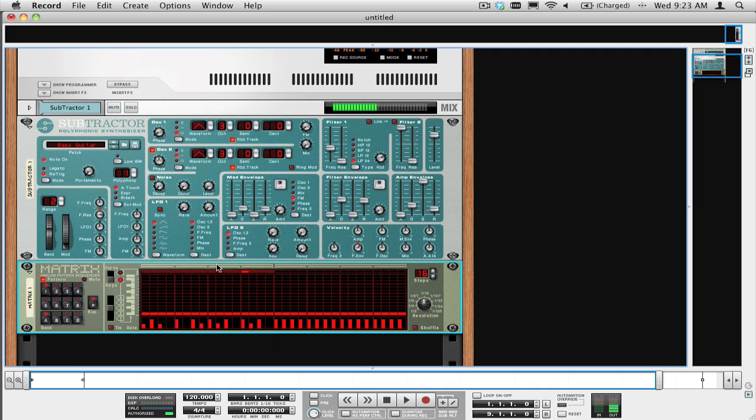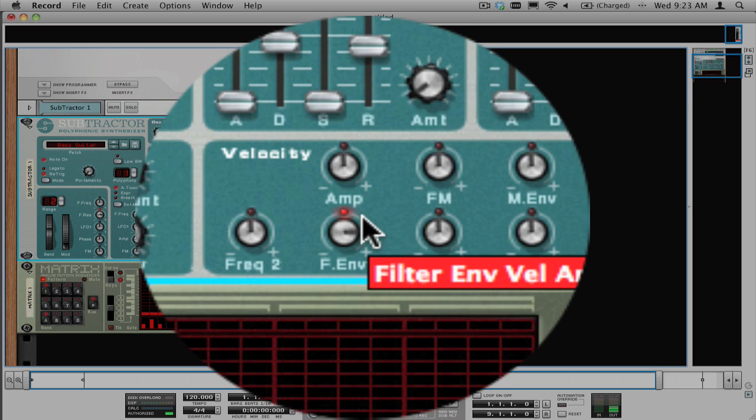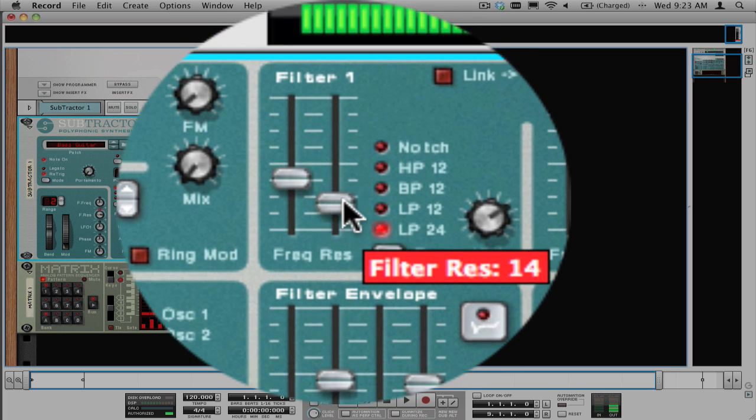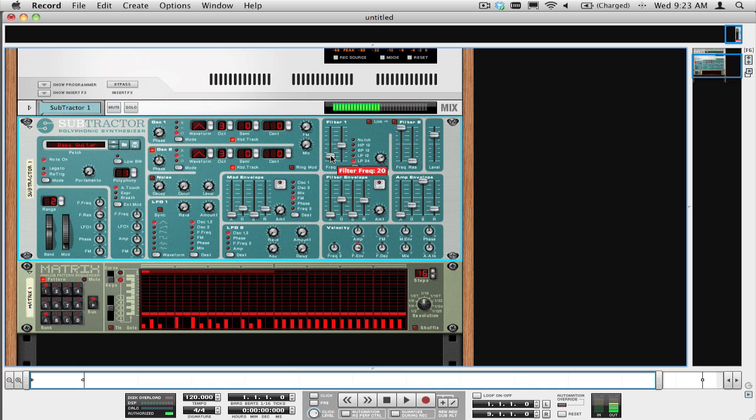The gate output of the Matrix is also unique in that in addition to gate on and off, it's also sending velocity, or how hard the note is being played, out of that gate CV output. And we can make this effect more or less extreme in this patch by changing how velocity affects the sound in the Subtractor over in this section. We can tweak the velocity to filter envelope amount and lower the cutoff and raise the resonance.